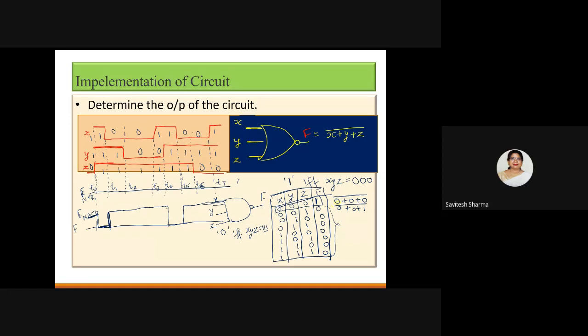Okay, so hope you understand how to deal with the timing diagram, how to determine the output. So this is the basic question here to explain how to determine the output. I took a very simple circuit, only a single gate, but the same thing we can repeat for this circuit.